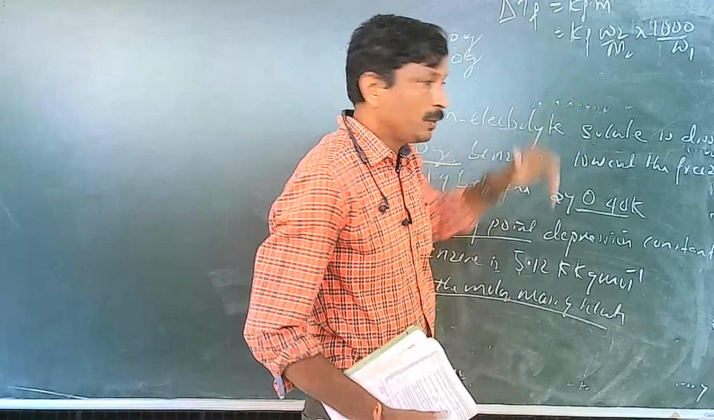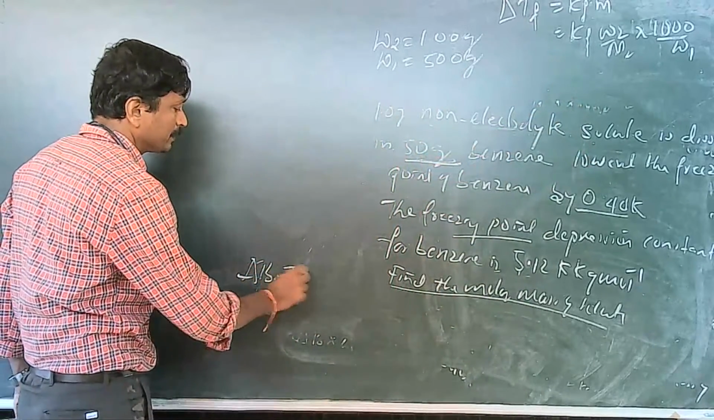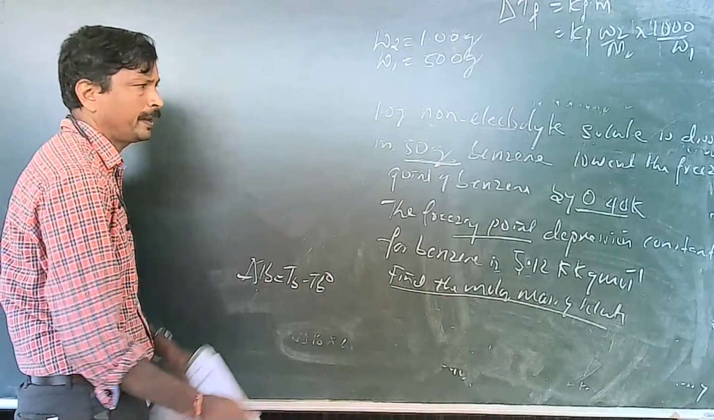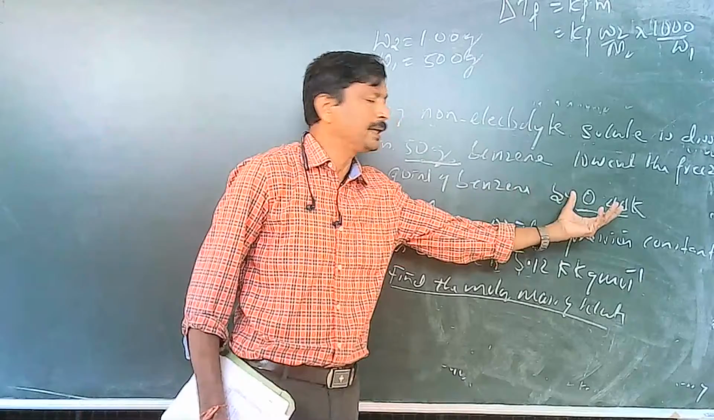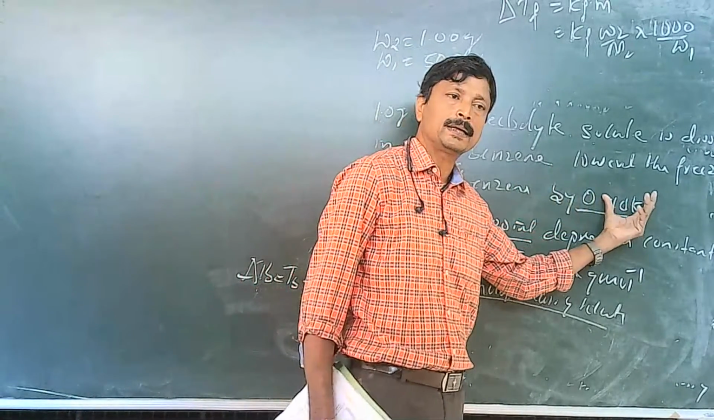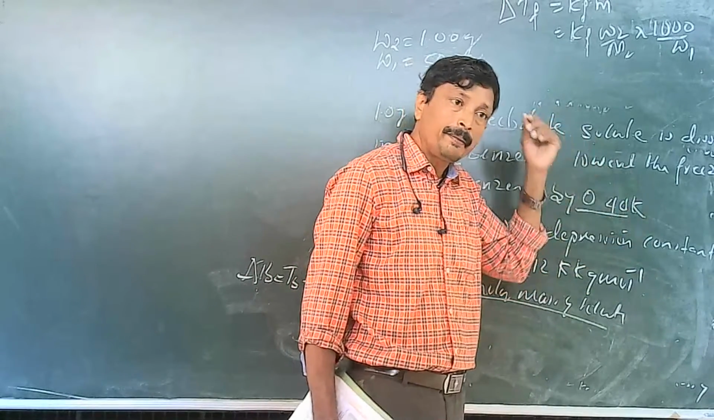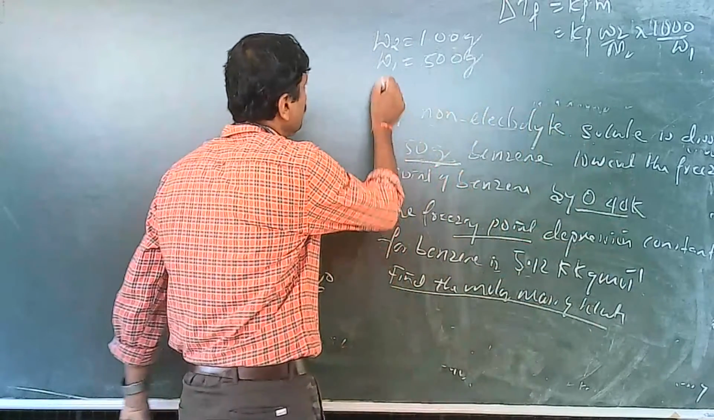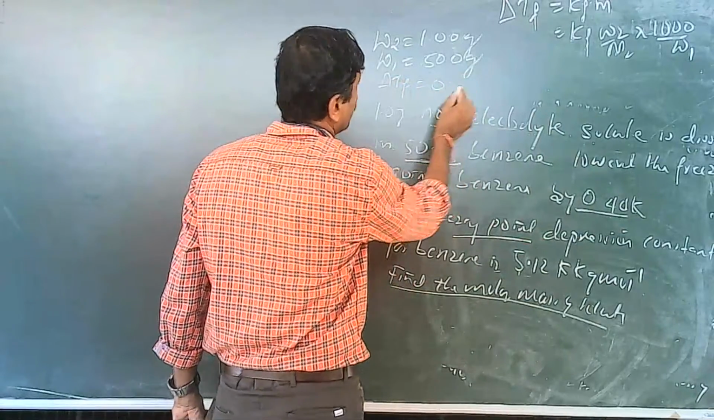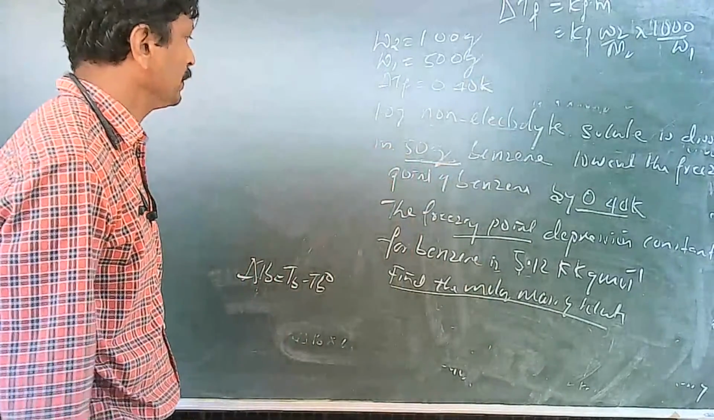In the last problem, we calculated the delta Tb by subtracting Tb minus Tb naught. Either way, they will give the delta Tf or delta Tb directly. Here they have given delta Tf directly. The lowering of the freezing point is the depression in freezing point. Delta Tf is equal to 0.40 Kelvin.